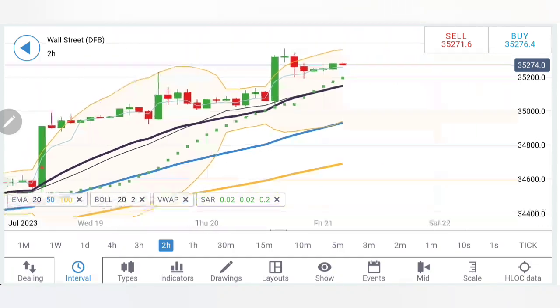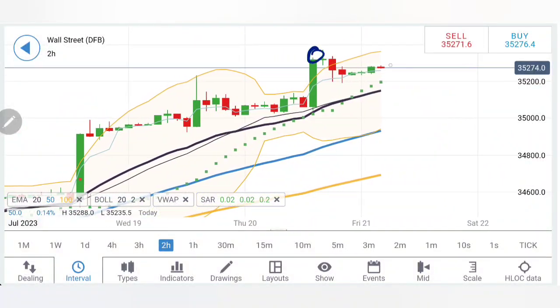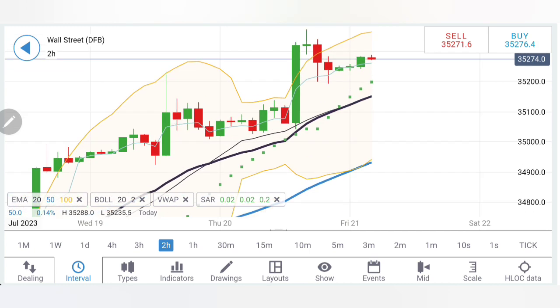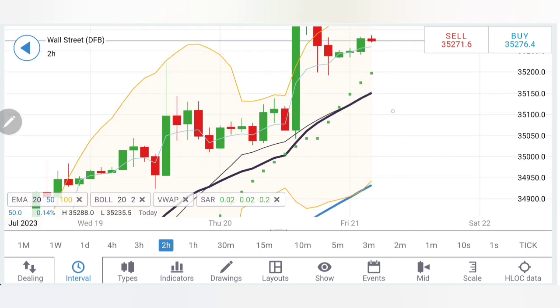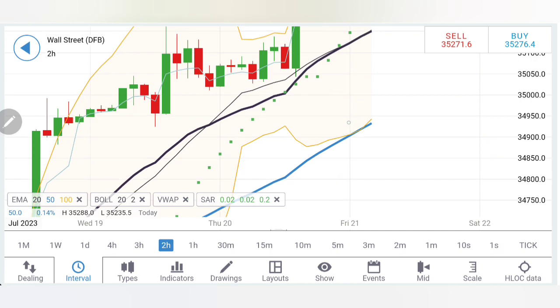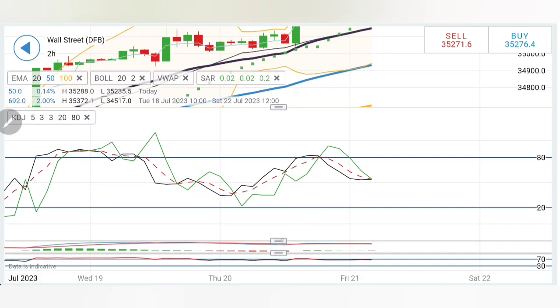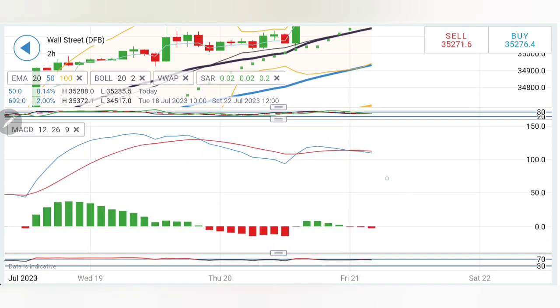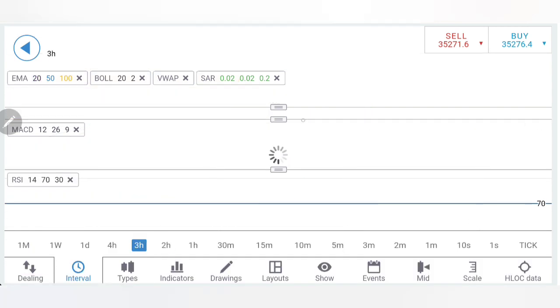On the 2-hour chart, similar observation. Prices are divergent from the 20 period moving average. It can come down towards these levels to get the support, which is right now at 35,150 levels. Very strong support at 35,150 exists. Stochastic has dropped, MACD has crossed over for sell, and RSI is very near to the top there.